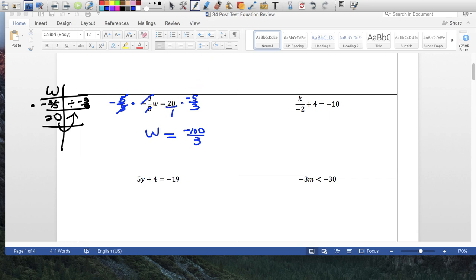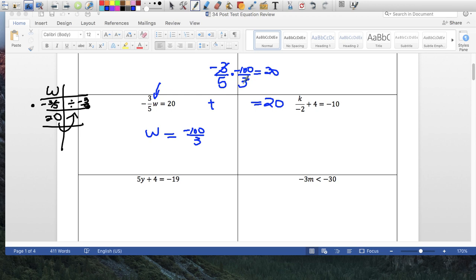Okay. Now, I got to check. So I'm going to take my original equation, equals 20, and where this w is, I'm going to replace it with negative 100 over 3. So I'm going to put negative 100 over 3 equals 20. We're going to multiply, so a negative and a negative is a positive, right?